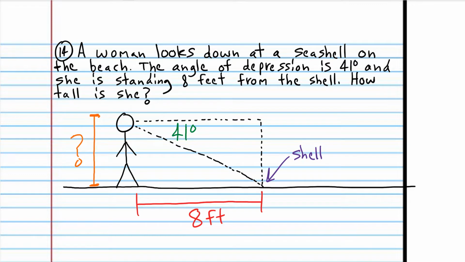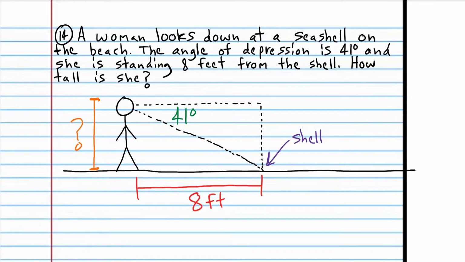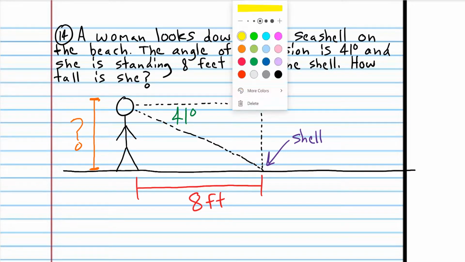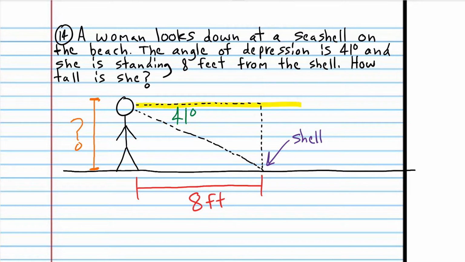So, angle of depression means she's looking straight forward, right? She's looking straight forward, and then the angle of depression is the angle that she looks down to see the seashell. So that's 41 degrees.